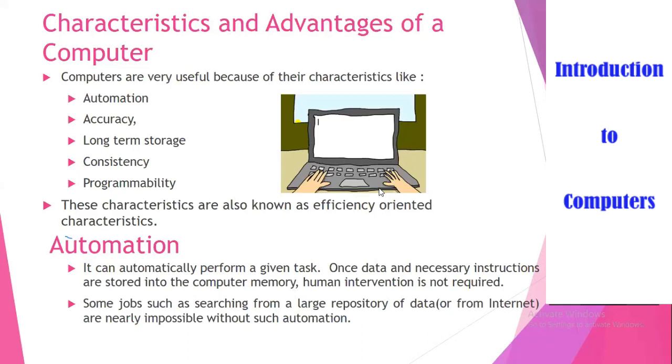Now characteristics of computer. Automation, that is we are doing few tasks that can be done automatically using computers. So nowadays there is the driverless car concept. People are working on it, so that a car can be driven without a driver using sensors and computer. Then accuracy. Whatever task we are doing on computer, we are sure to get 100% accurate output. So computer provides us accuracy.